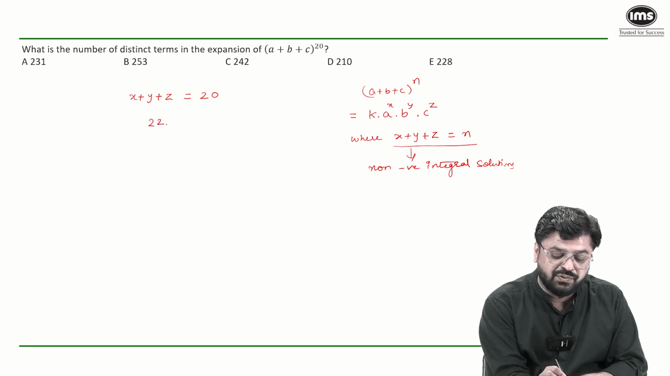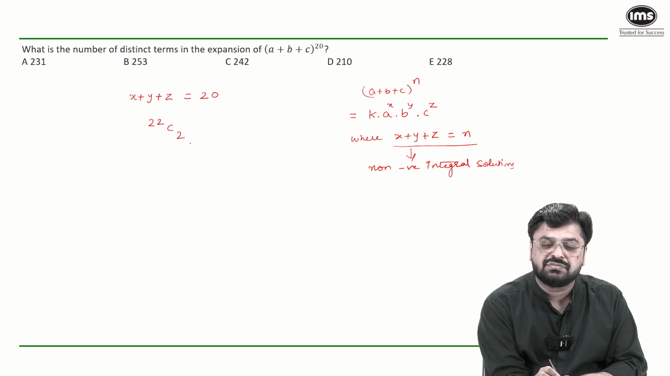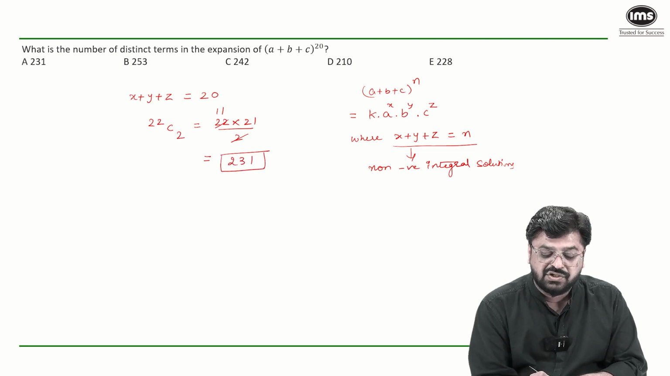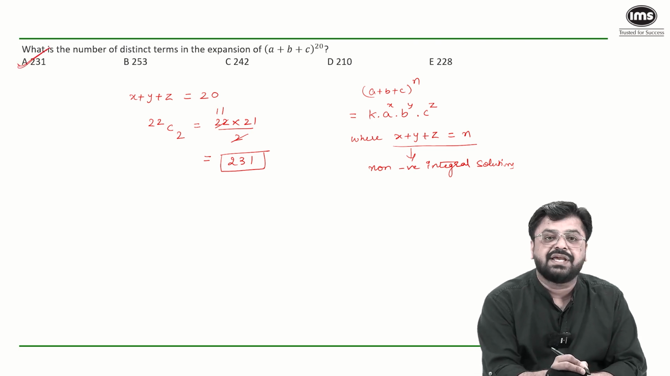So it will be 22C2, which is 22 times 21 by 2. So 11 ones are 11, carry 1, 11 twos are 22. The answer is 231. Option A is the right answer.